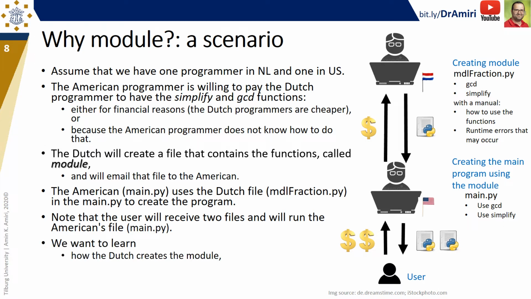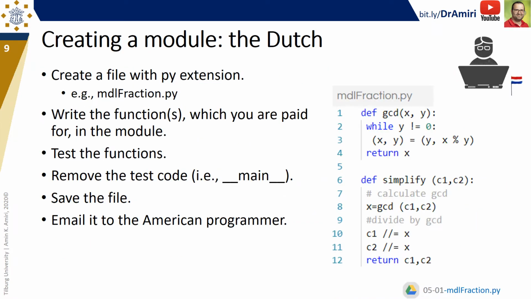We want to learn how the Dutch programmer, the backend programmer, creates the module, and how the American programmer, the front-end programmer, uses that module. Okay, you're the Dutch programmer. How do you create the module? First, you need to create a file with .py extension. This is very important. If you're using Jupyter Lab, you cannot use an .ipynb file. You only need to have a .py file, and you can call it whatever you want. In this case, I'm going to call it mdlfraction.py.